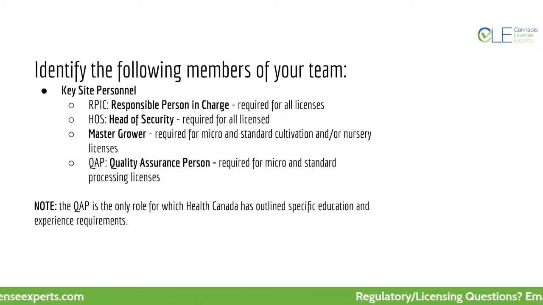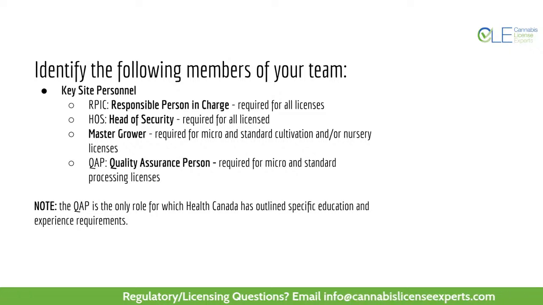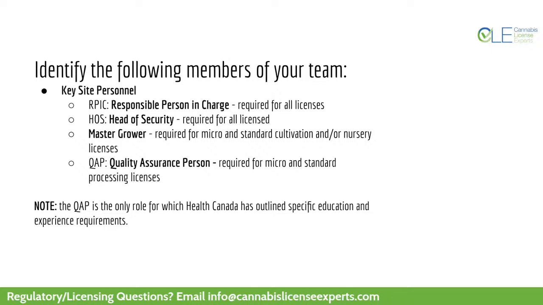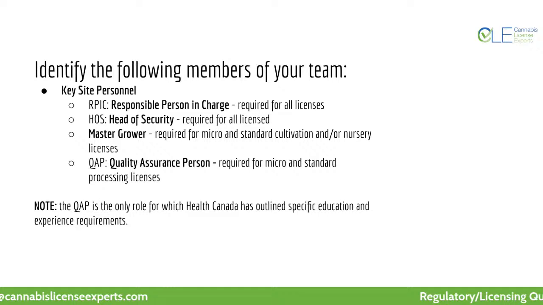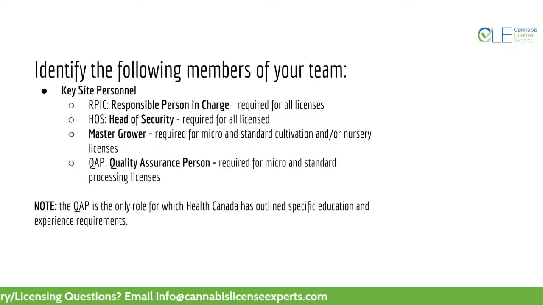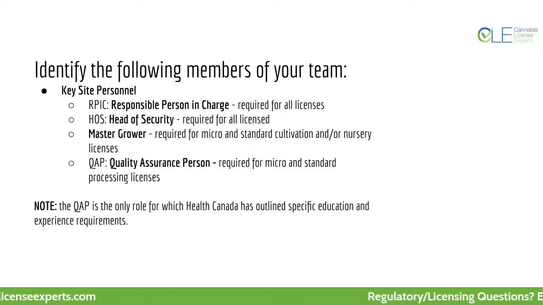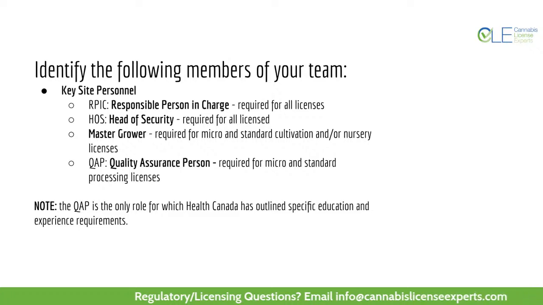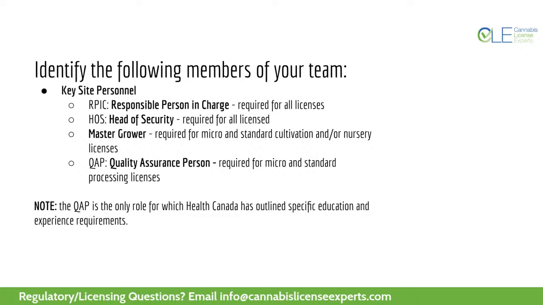A master grower, which is required for micro and standard cultivation and or nursery licenses, and a QAP, your quality assurance person. This is required for micro and standard processing licenses. Note, the QAP is the only role that Health Canada has outlined specific education and experience requirements for. Everyone else, as long as you can show through your GPP reports and your OSP that these people can meet those requirements and follow the SOPs that are laid out, then, considering that they meet their security clearances, they will be qualified for those roles.